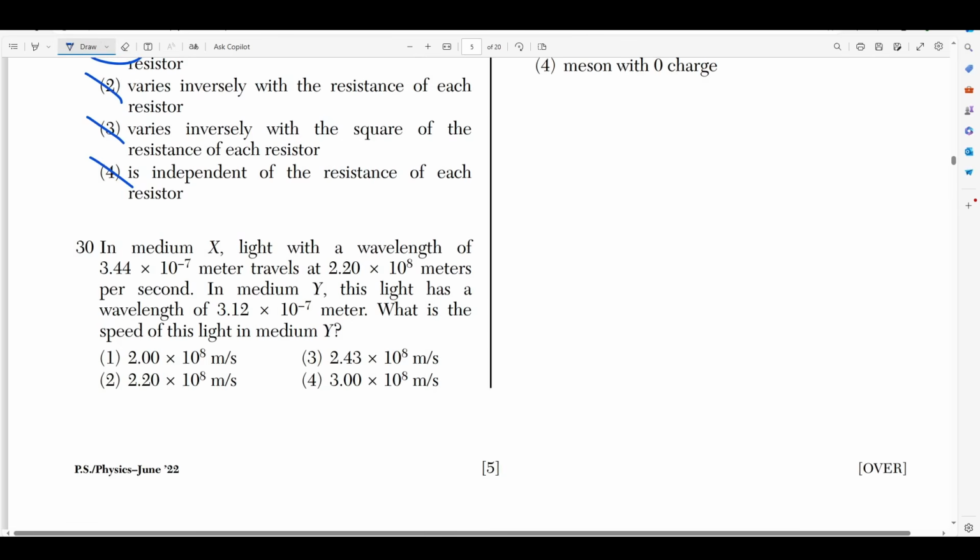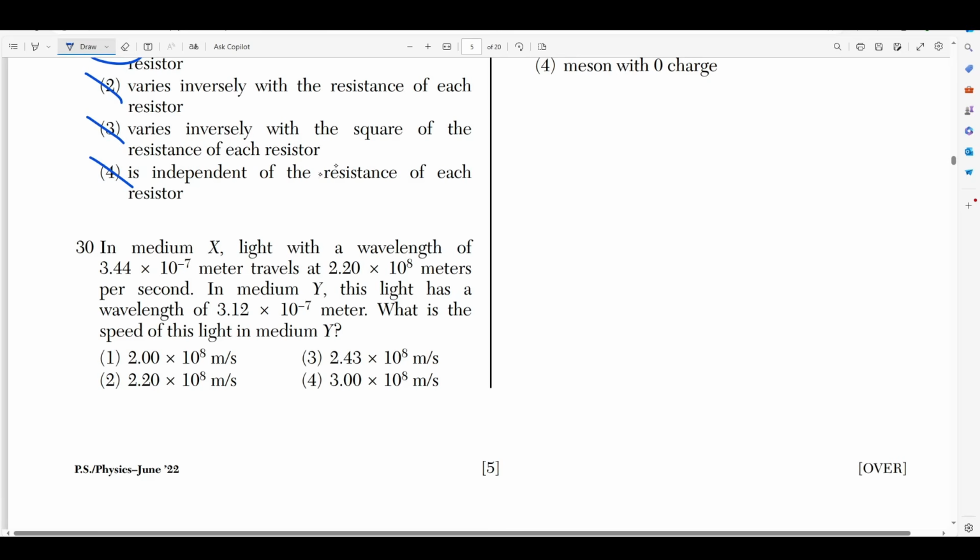So moving on to number 30, it says in medium X, light with a wavelength of 3.44 times 10 to the negative 7 meters travels at 2.2 times 10 to the 8 meters per second. In medium Y, this light has a wavelength of 3.12 times 10 to the negative 7 meter. What is the speed of light in medium Y? So here we have two different mediums, right? Which means that there has to be something different between them. When we're dealing with light, the thing that's usually the difference between two mediums is the index of refraction, right? Because you know that light travels at a different speed in different mediums. Light travels at the same speed in a vacuum, but light will always travel slower when it's actually in a medium, because the particles in the medium interfere with the light.